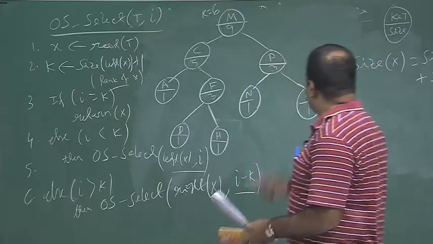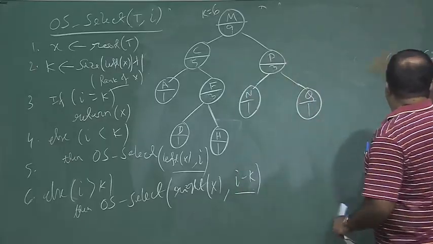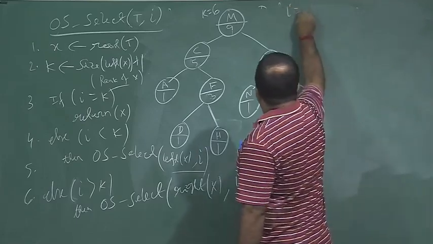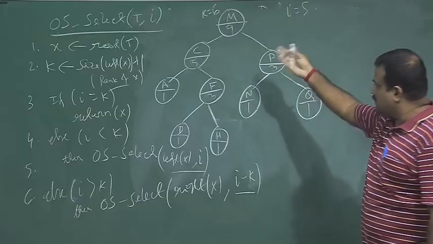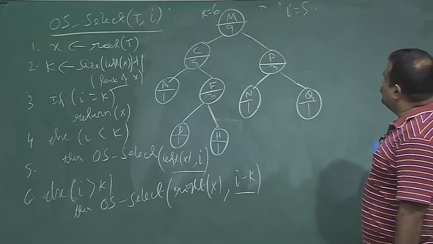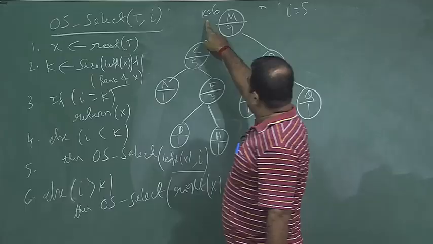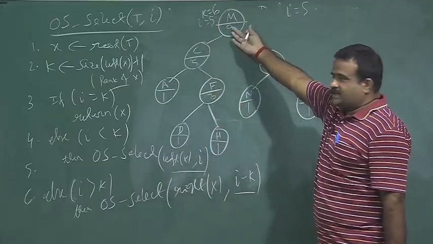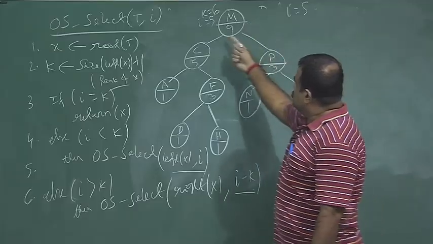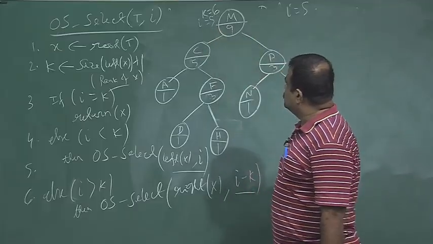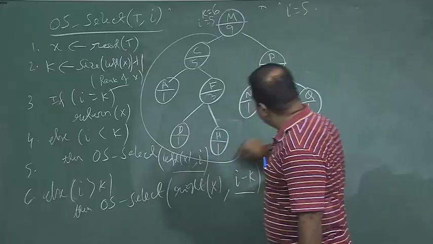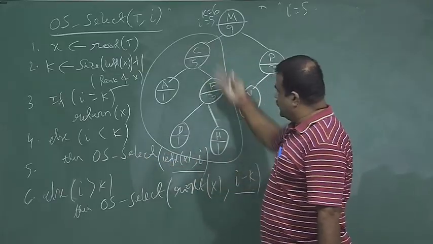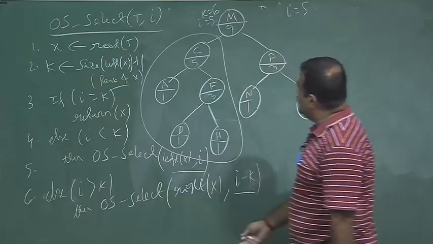Now, for this example, suppose we want to find the fifth smallest element, suppose i is equal to 5. Suppose this is our input, i is equal to 5, fifth smallest element. Now, the rank of this node is 6, this is the sixth smallest element. So, this is not it. Now i is less than 6, so we have to go into the left part of the tree. So, we will call this recursively on this subtree, left part of the tree with the same value of i.